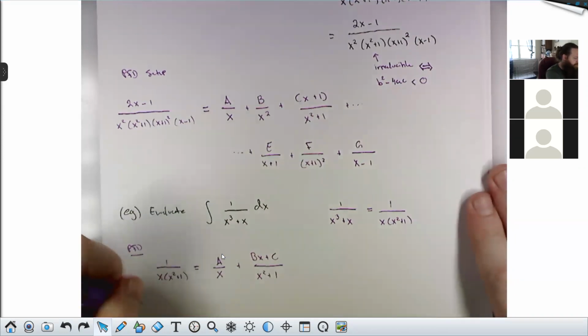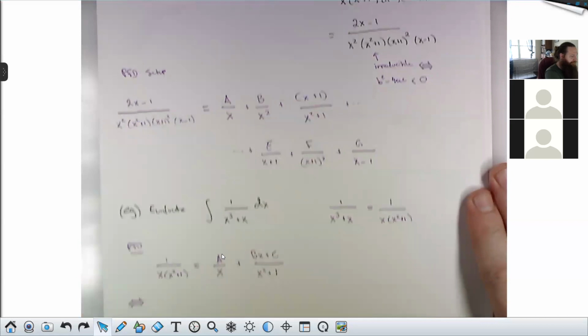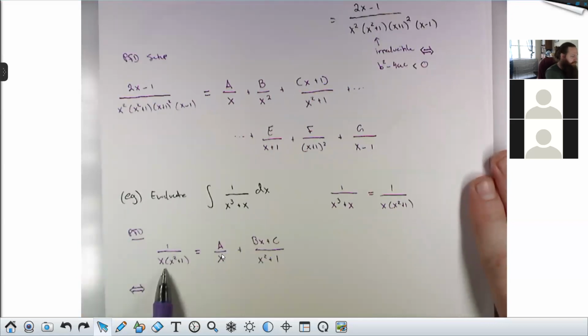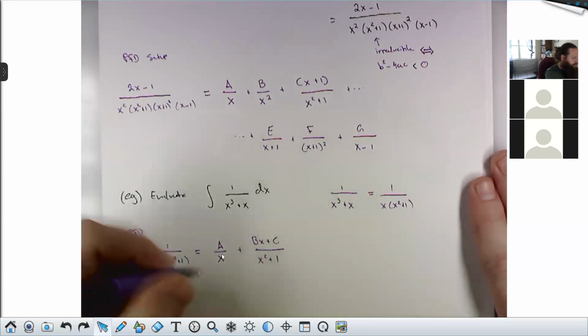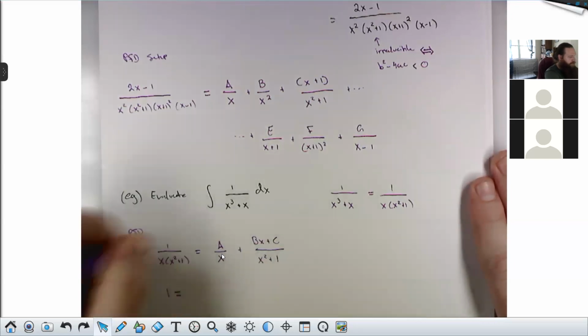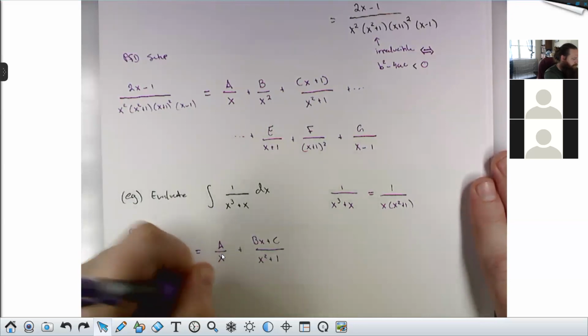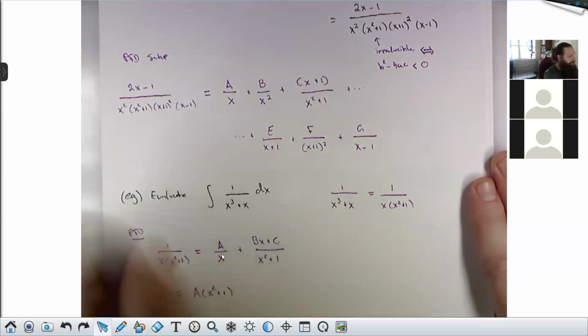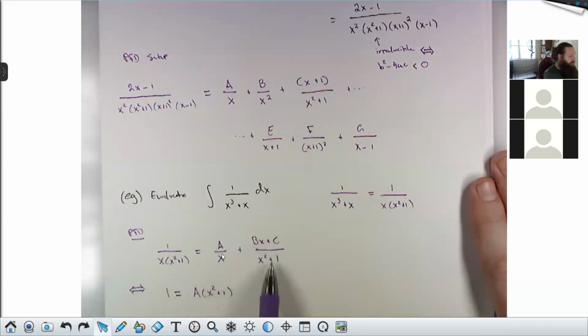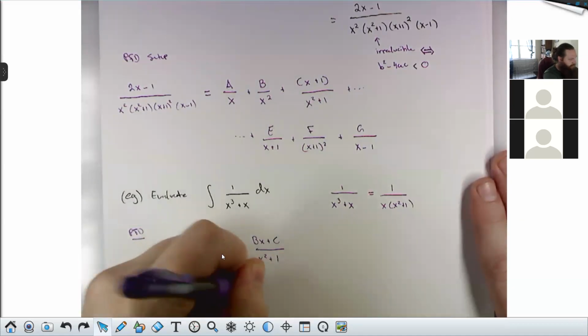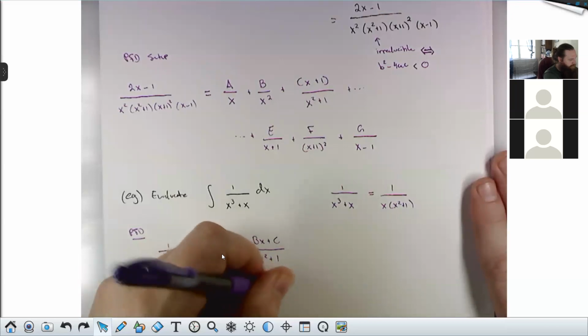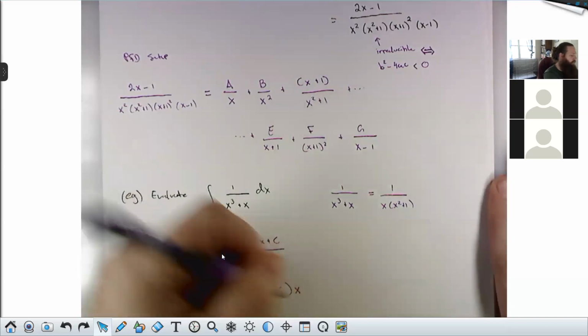Then, just like we were talking about last week, we're going to clear out those denominators. I'm going to multiply both sides by x. That will cancel this x and give a factor of x here. Then I'll multiply both sides by x squared plus 1. The result is 1 on the left-hand side. Generally, over here, you get whatever your numerator was. A over x, the x's will cancel, so I'll get A times x squared plus 1. And then from this term, the x squared plus 1 will cancel, so I'll get parentheses Bx plus C times x.